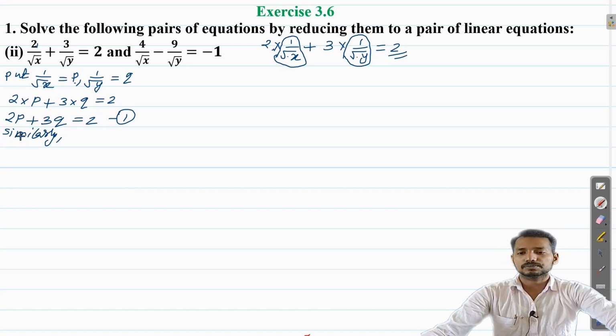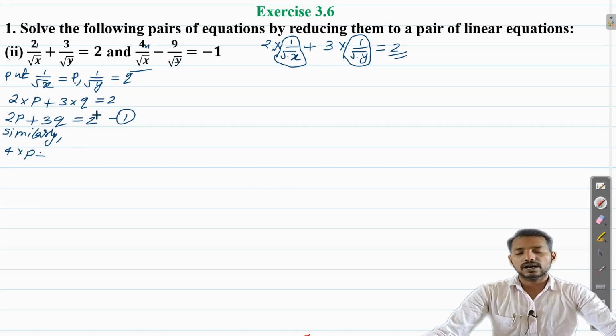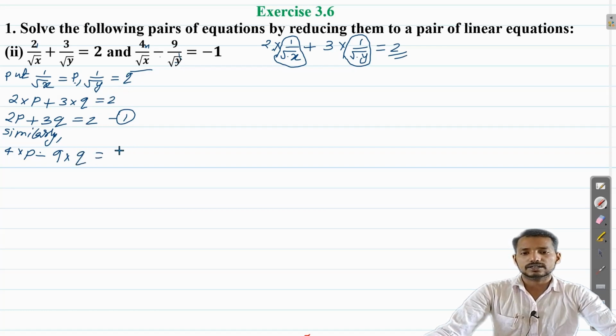Similarly, here also 4 by root x is there, that we can write as 4 into 1 by root x, which is the same as in the first case, so that is 4 into p, minus, here it is minus, 9 divided by root y, that is 9 into 1 by root y. 1 by root y is q. So 9 into q, which is equal to minus 1. That is the RHS of this equation. We can write in simplified form, that is 4p minus 9q, which is equal to minus 1.